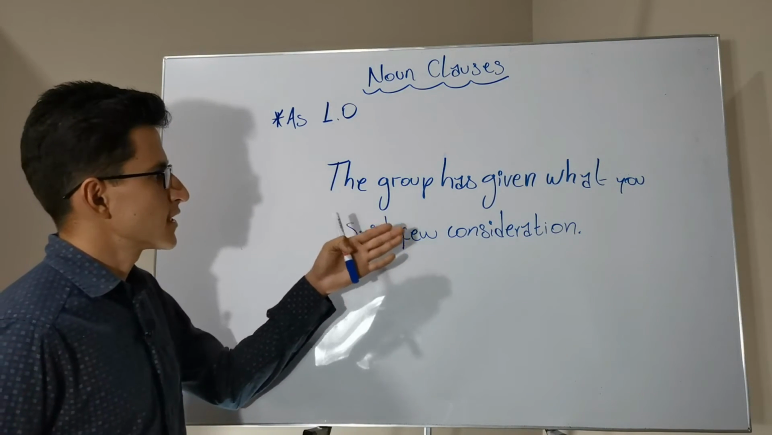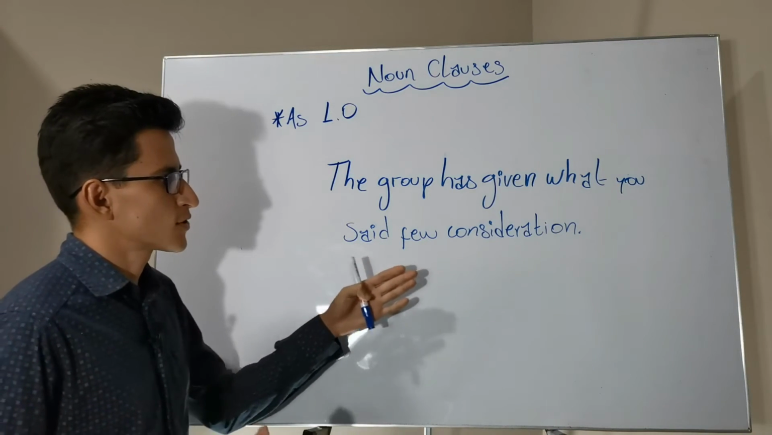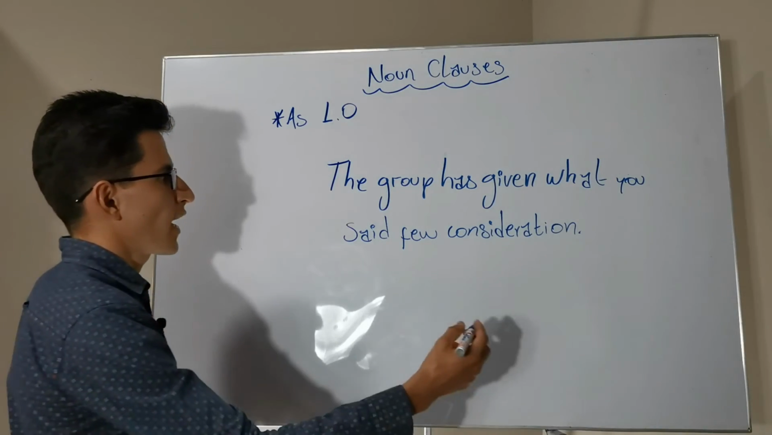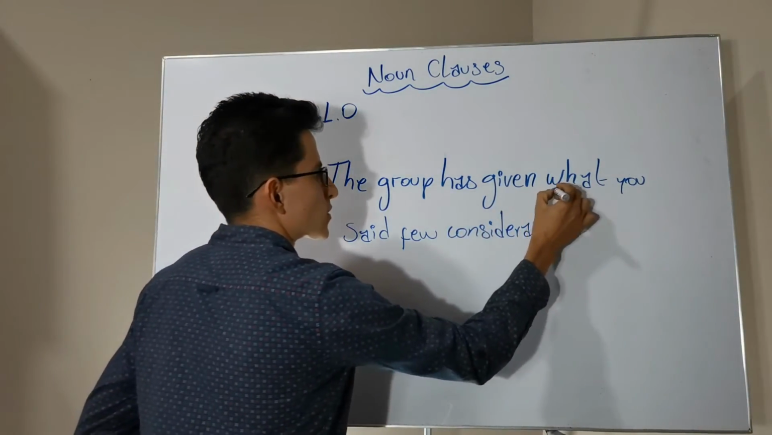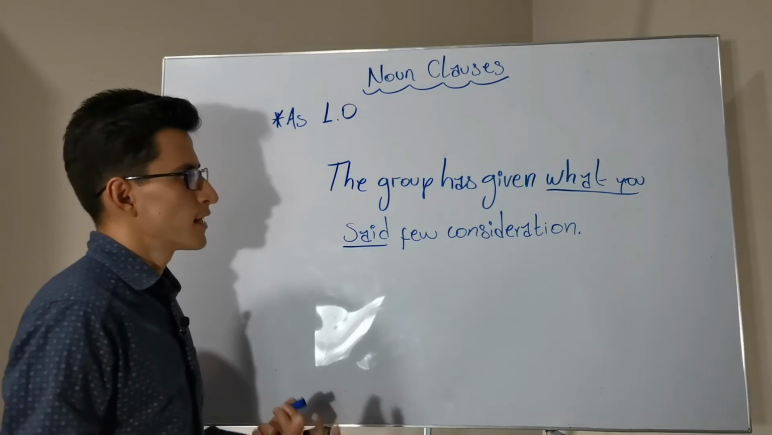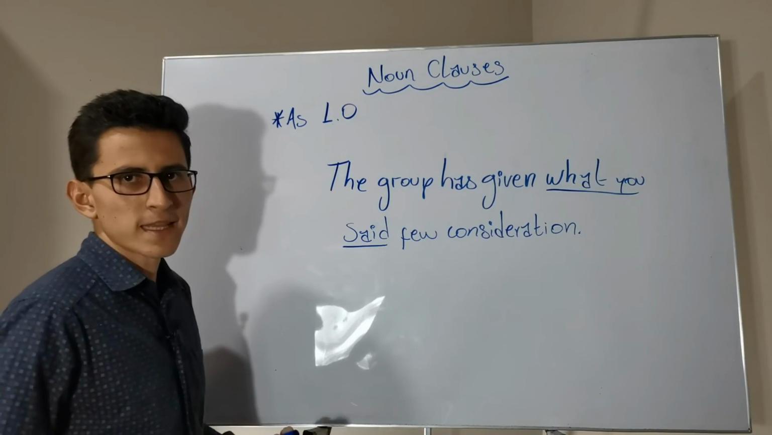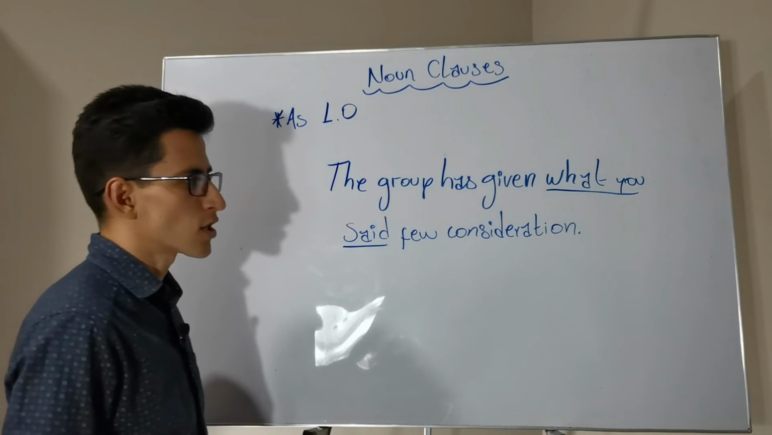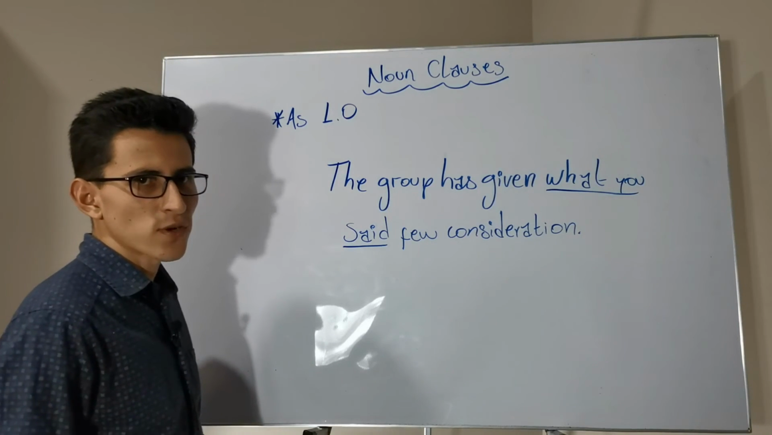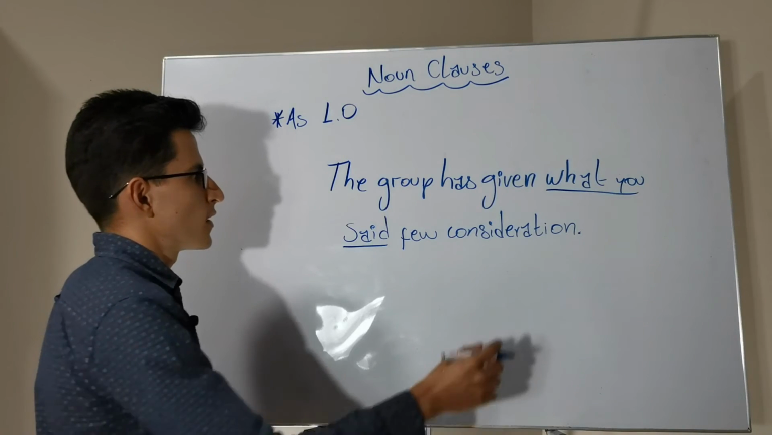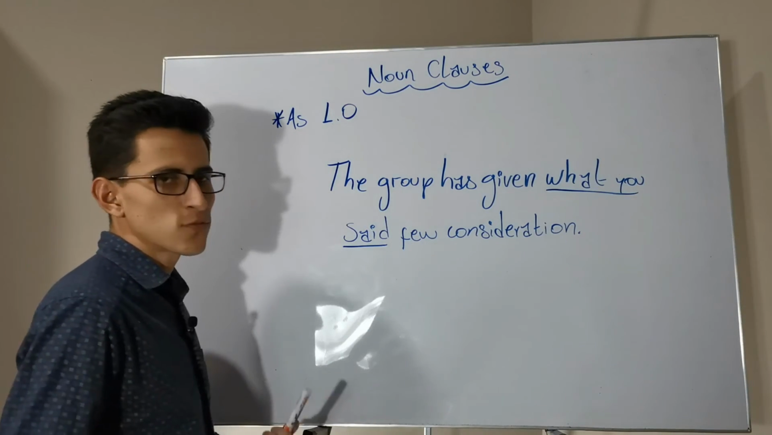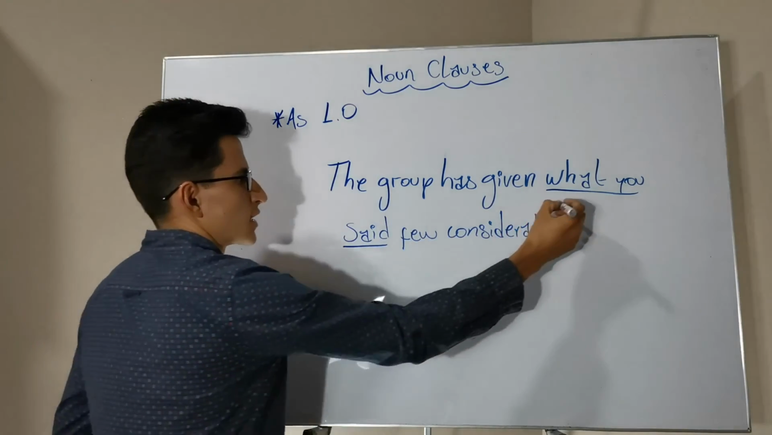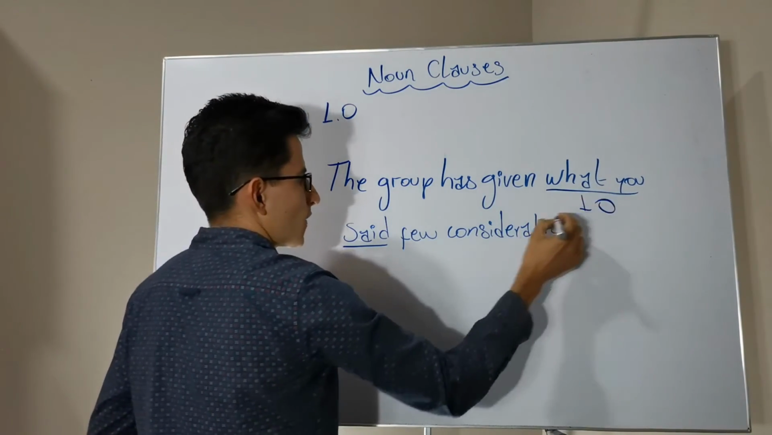The group has given what you said few consideration. It's kind of confusing, but here we have the noun clause, what you said. This refers to something that the person said, so this is a noun clause. So this is actually a noun. So the group has given to what or to whom? To what you said. This is the indirect object.